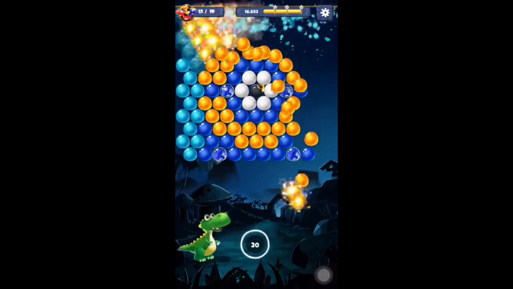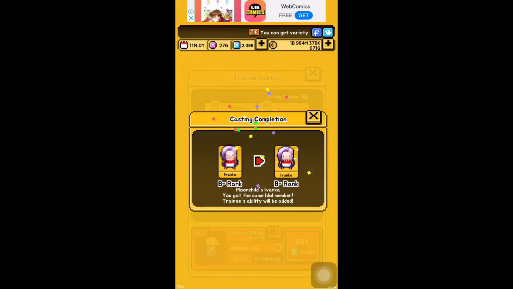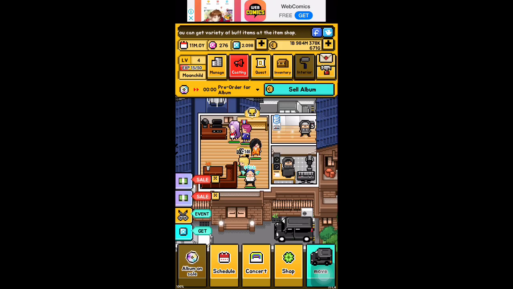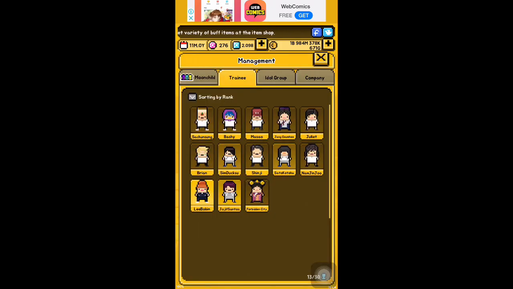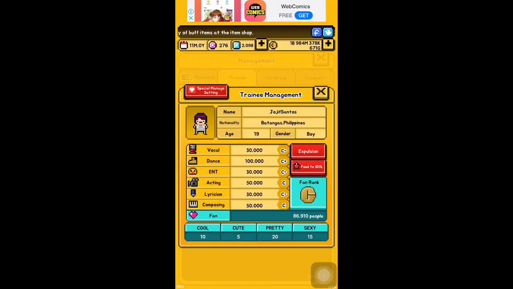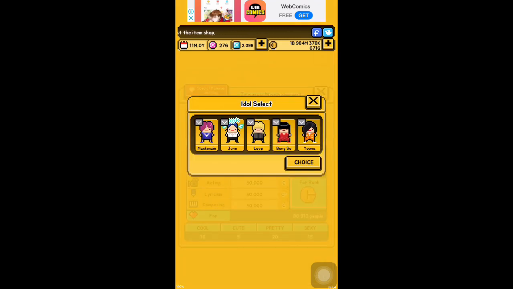So actually, when you get the same member, your stats already get higher. That is another way to raise your rank. But I also suggest that you go to trainees and then get one trainee. Fan rank of this idol is C. So I press the feed to idol option button, and this is really the best way to train your idol.